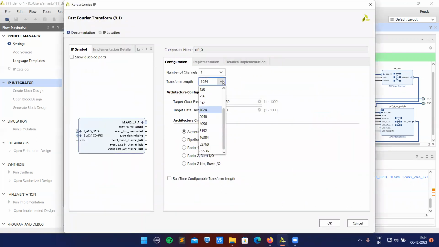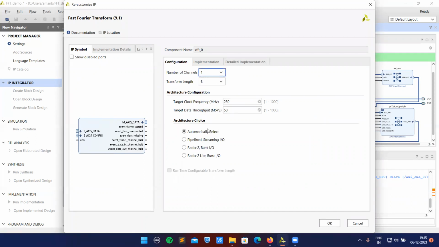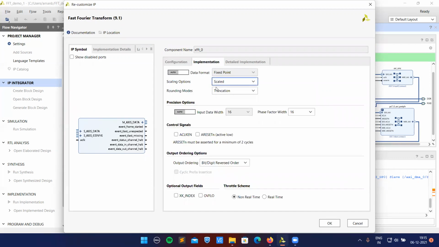Since we are performing the 8-point FFT, the transform length will be 8. The rest of the settings will be the same. We are not going to change the target clock frequency. Now moving to the implementation, the data format is floating point, and the scaling options and rounding modes will be the same like this only. And no change over here.